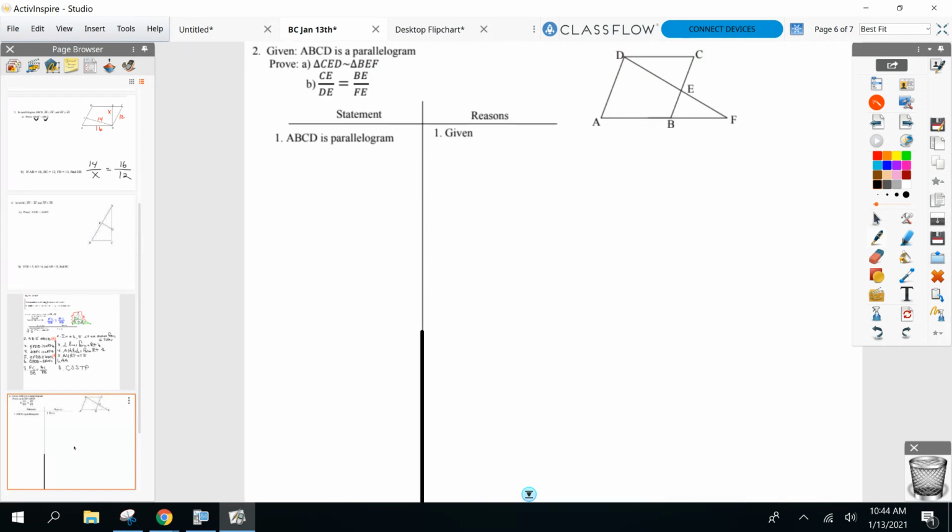I'll let you guys mark your diagram if you need it. This one, ABCD, is a parallelogram. I shouldn't even have put part A and B. I don't know why I did that. I should have just put part B and said, find the triangles yourself. But I don't know what's happening to me.